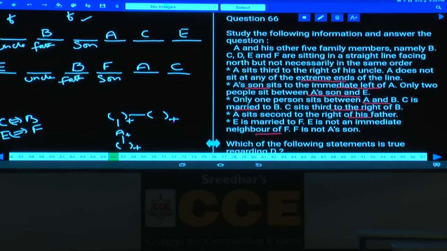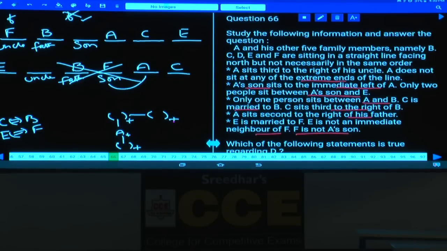E is not an immediate neighbor of F. F is not A's son. Now in this case, what is the answer we are getting here? In this case, F is the son of A, that's what we are getting. Now in the second arrangement, we are getting F is the son of A. But as it is clearly specified, F is not A's son, the second case is ruled out. Now we are left with only one case. And again, as F cannot be the son of A, hence F is the uncle of A.